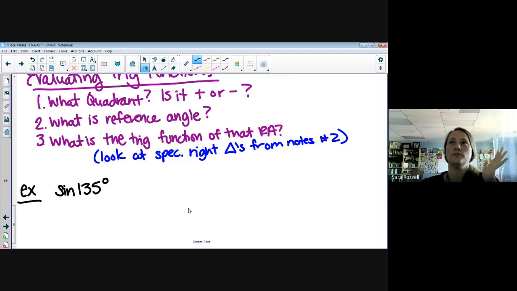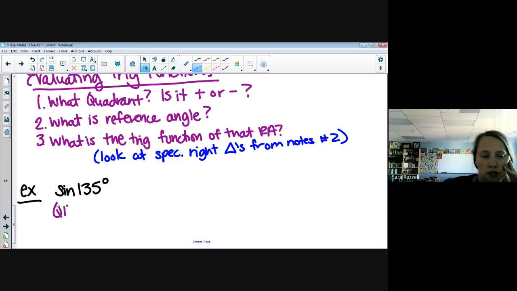So the first thing we want to do, we have sine of 135. What quadrant are we in for 135? We are in the second quadrant, right? It's between 90 and 180. So we know we're in quadrant 2. Okay, so we're in Q2.